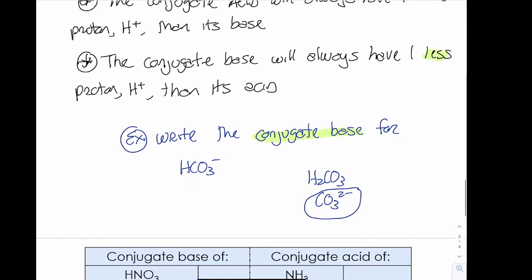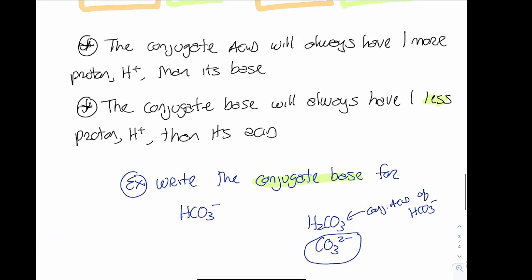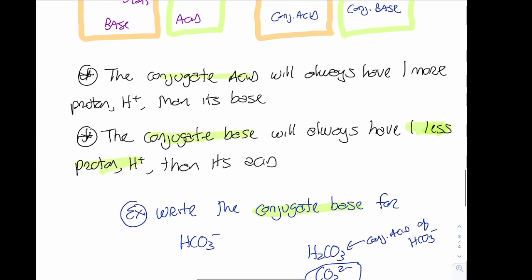If I asked you to write the conjugate acid for HCO3 minus, this would be my conjugate acid of bicarbonate ions, or hydrogen carbonate, two names for the same thing. So again, my base component will have one less proton than its acid, and my acid component will have one more proton than its base.